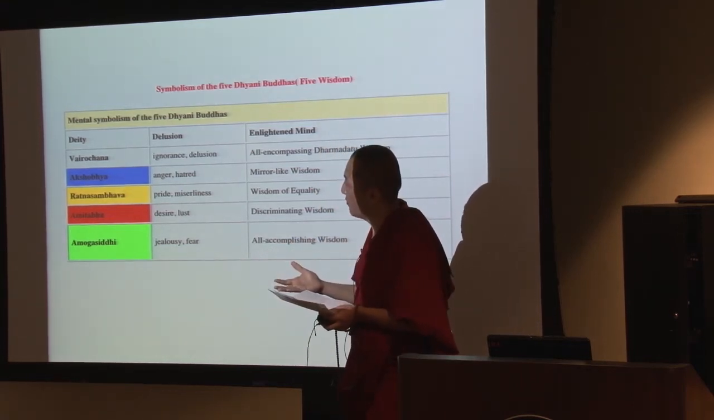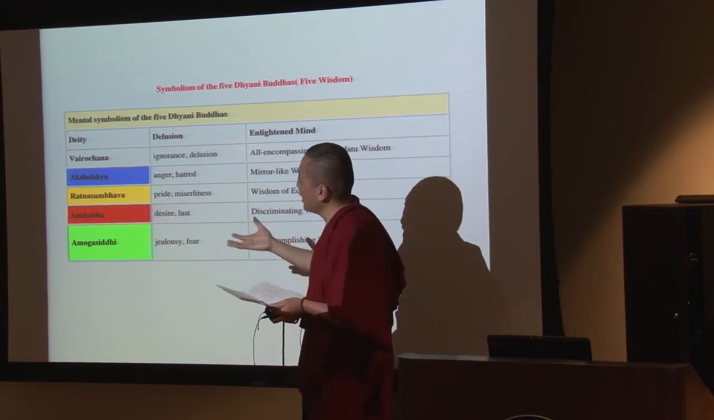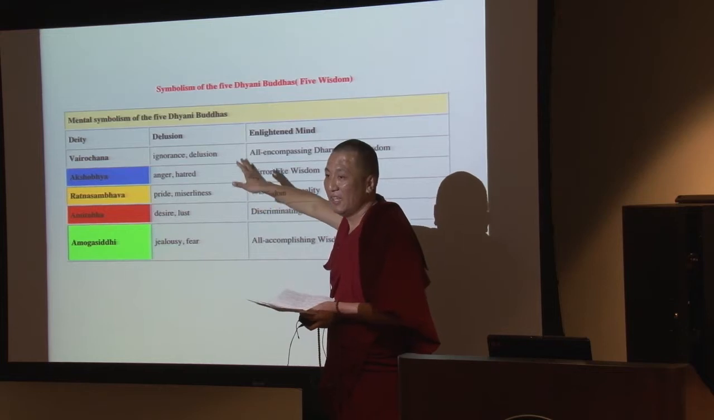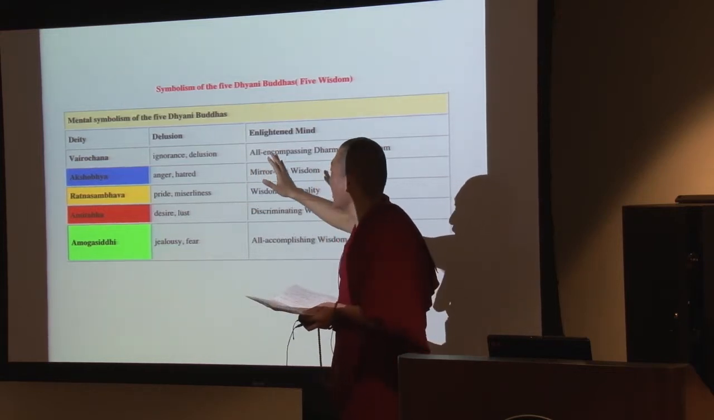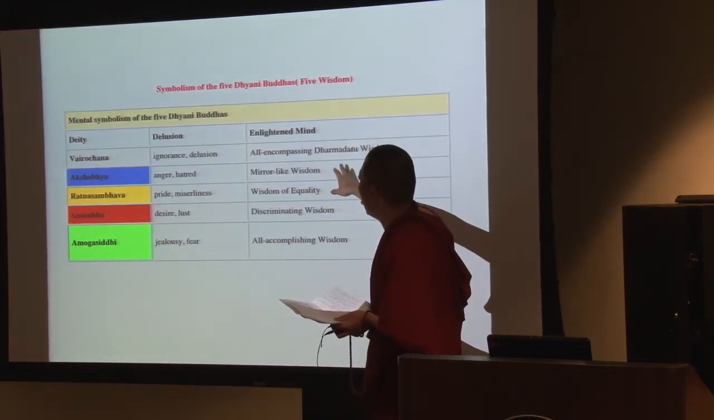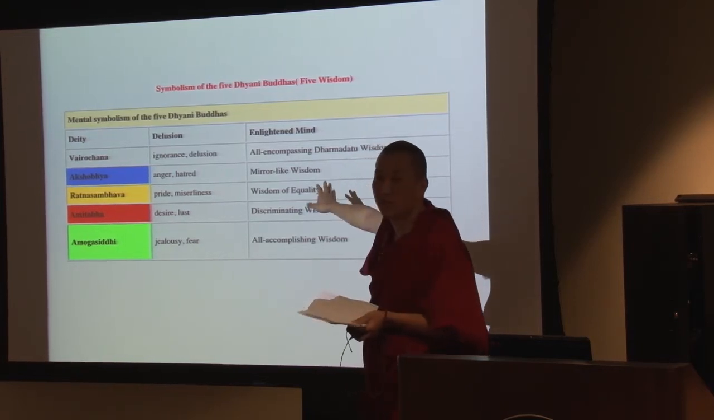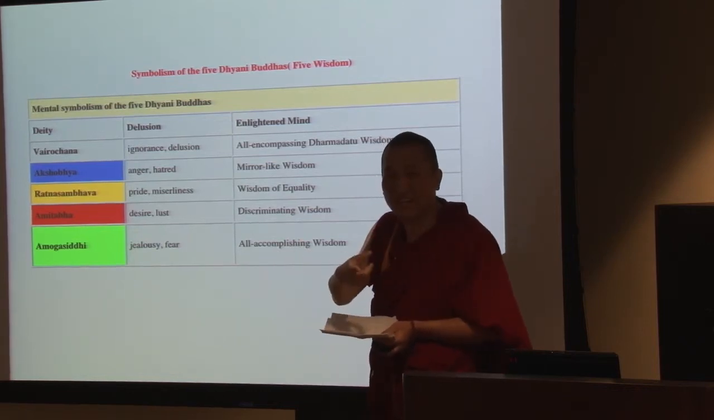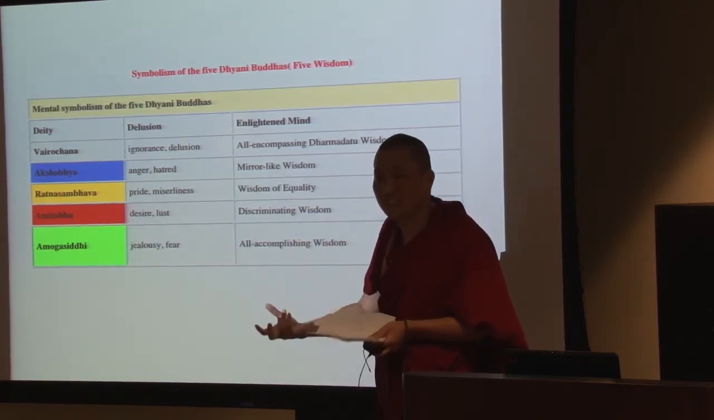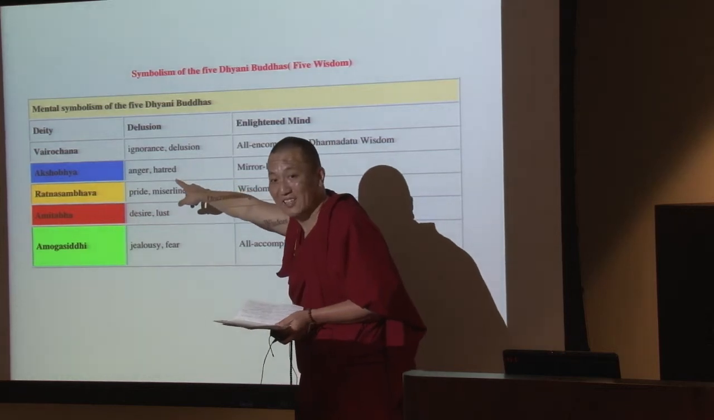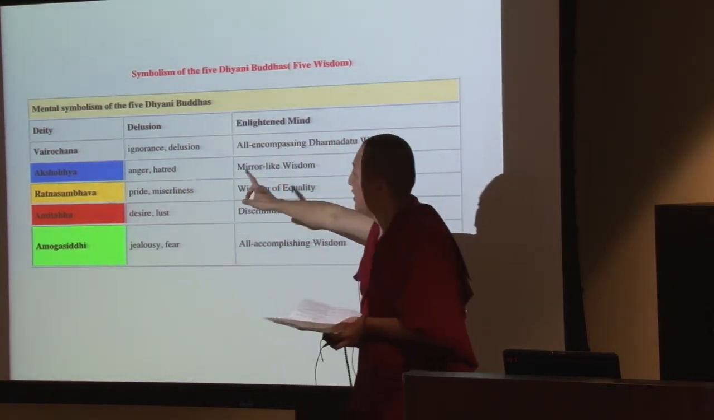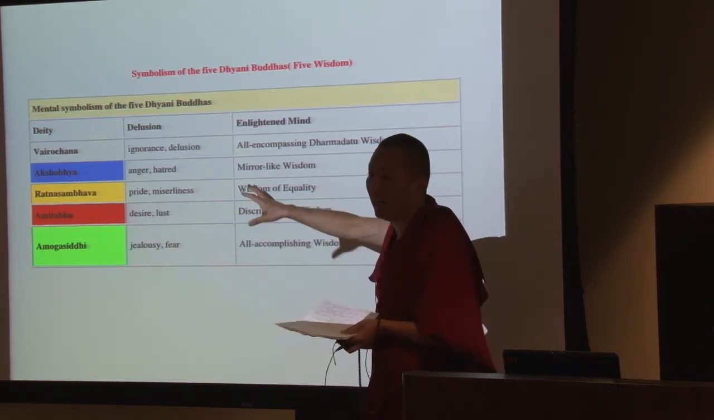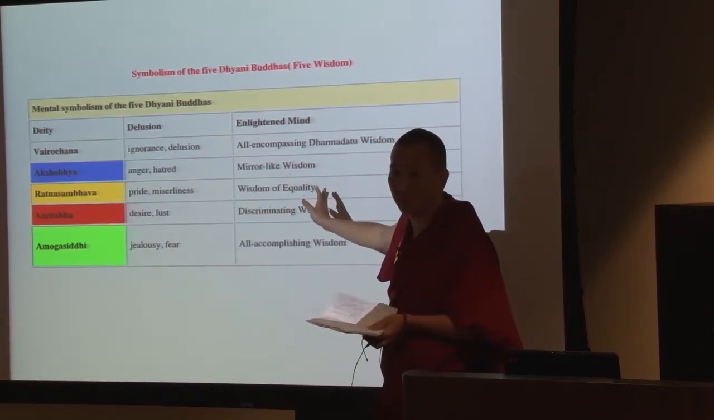So once we gain full enlightenment, Vairochana is the aspect of Buddha which has gained freedom from ignorance and delusion. And that ignorance and delusion is counteracted by the all-encompassing Dharmadhatu wisdom. Dharma means reality. So as we said earlier, the wisdom which understands reality counteracts ignorance, right? And Akshobhaya is the Buddha which is the aspect of freedom gained from anger and hatred. It's mirror-like wisdom, right?